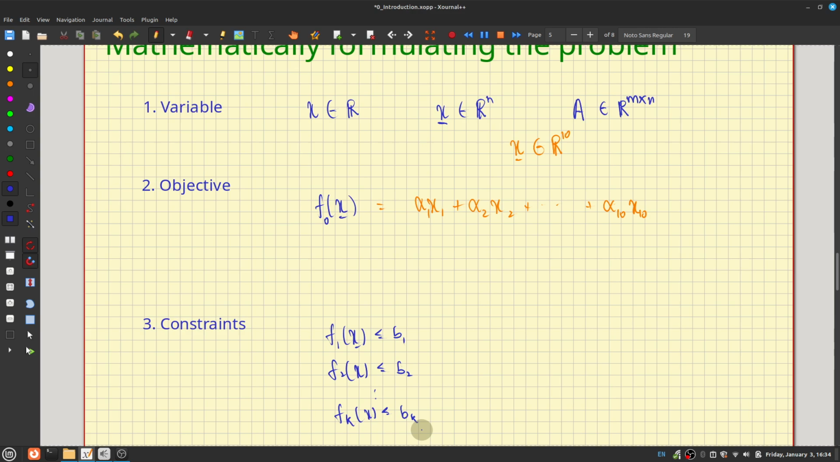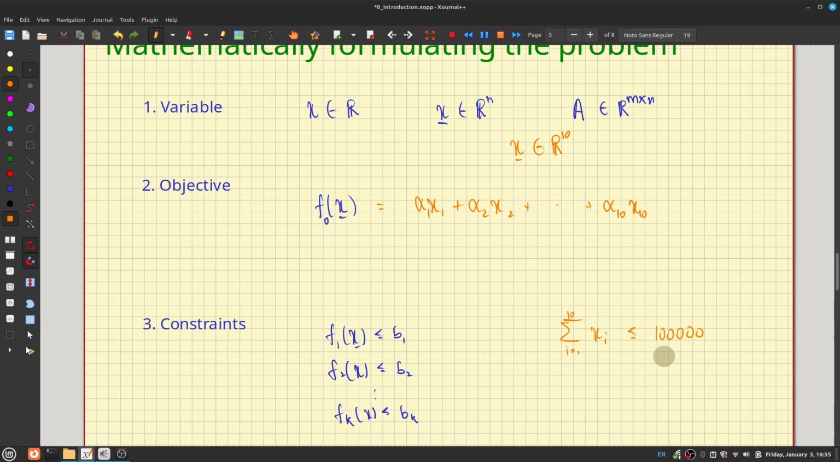Again, if we go back to our portfolio optimization problem, what would be the constraint? The total amount of money I have is, I said, 1 lakh. So my constraint would be that the summation of xi from i equal to 1 to 10 has to be less than or equal to, say, 1 lakh. Right? That's one way of formulating it. But I could have some more constraints.